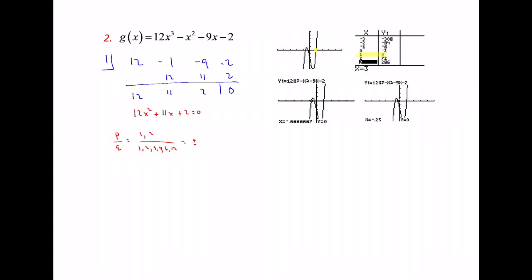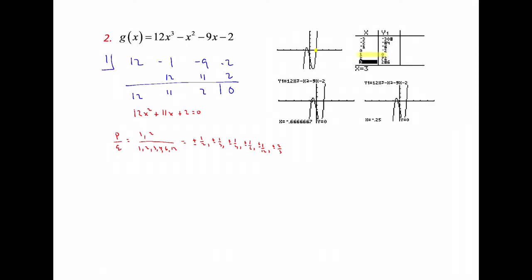So we have 1 over 1, 1 over 2, 1 over 3, 1 over 4, 1 over 6, 1 over 12, and then, let's see, 2 over 1, 2 over 2 is a repeat, 2 over 3, 2 over 4 is a repeat, 2 over 6 is a repeat, and 2 over 12 is a repeat. So those are the possibilities between 0 and 1.